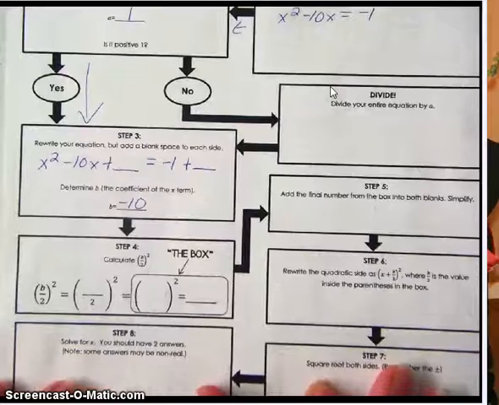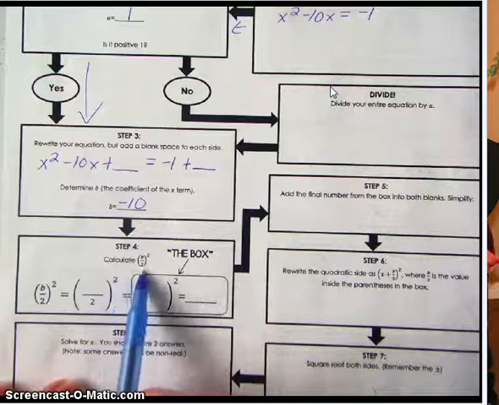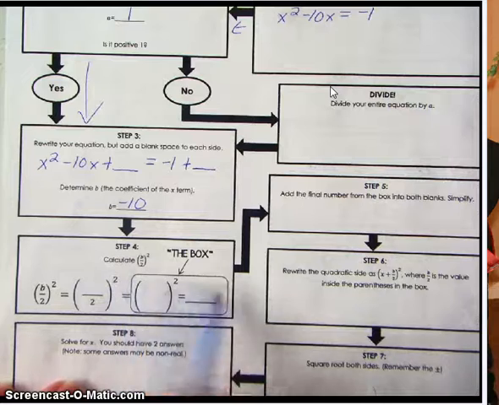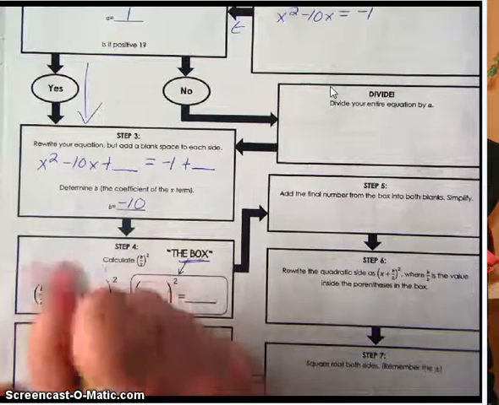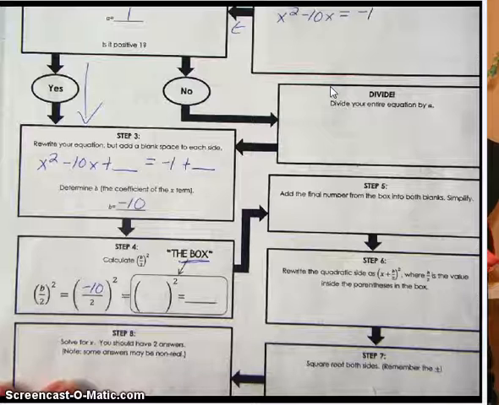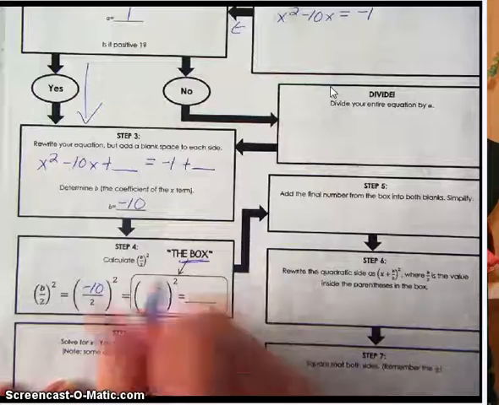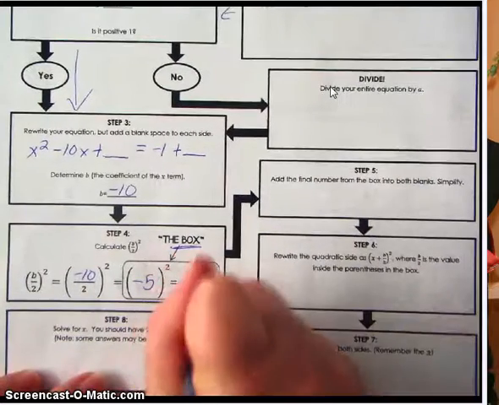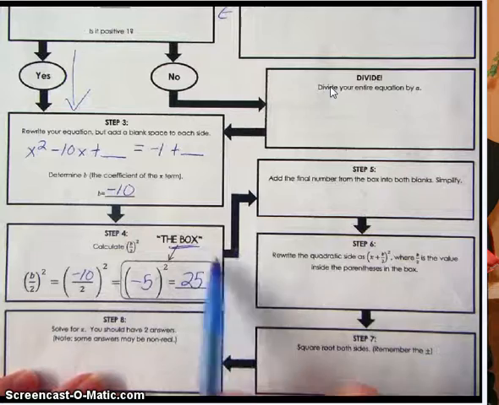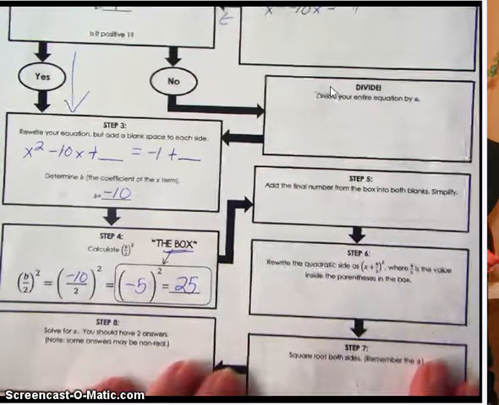All right, so following my arrows down, calculate half of b squared. We call that the box, all right? So I'm taking my b, in this case it's negative 10, I'm putting it into the formula, and then I'm simplifying this formula. So negative 10 over 2 gives me negative 5. Negative 5 squared is 25. All right, so now I'm coming up to step 5 box.